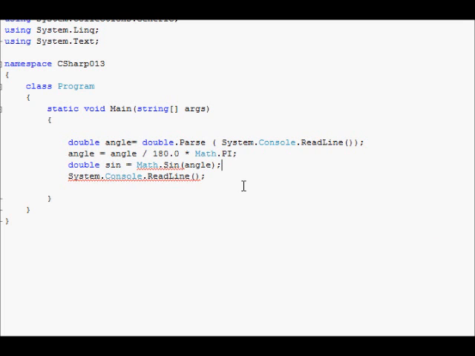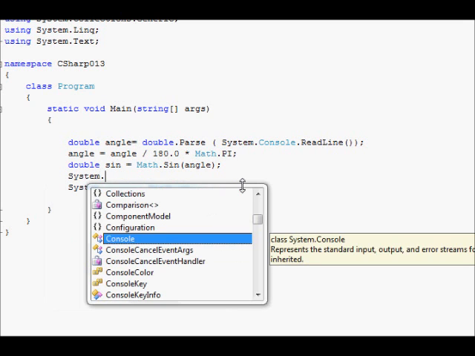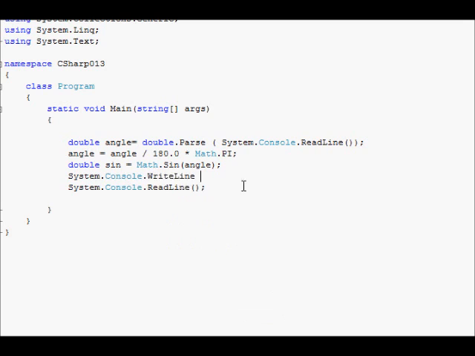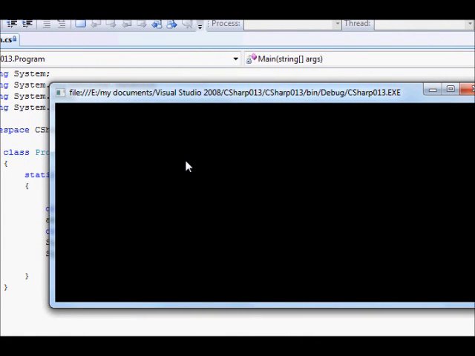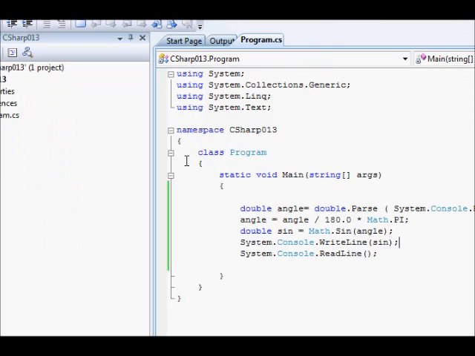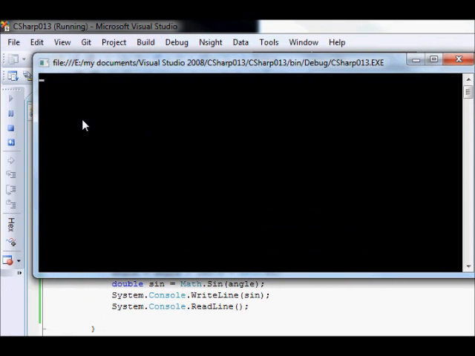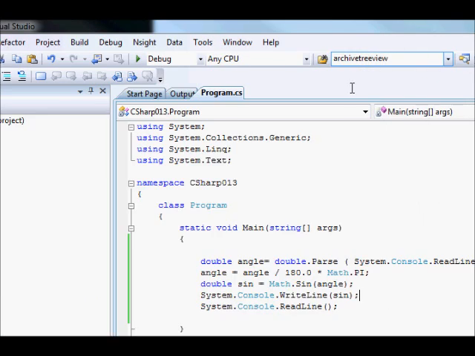And finally, we just need to display the results. So Console.WriteLine(sine). Okay, so let's try this out, and we are going to speak about this a little bit more. So I'm going to say 30, and this is 0.5, and I'm going to say 90, and this is 1. So very easy, very straightforward.